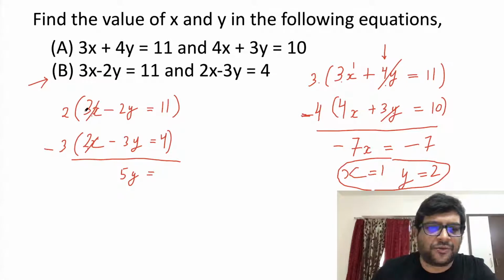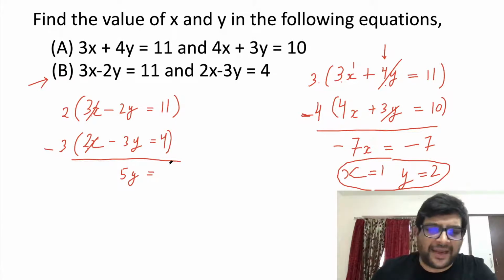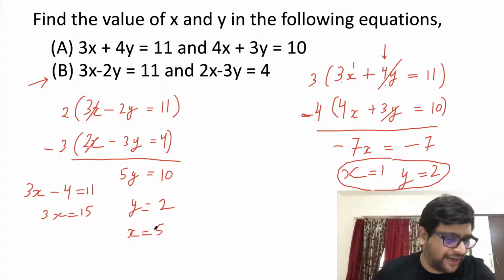And that is equal to 2 into 11, 22, minus 3 into 4 is 12. 22 minus 12 is 10, or I get the value of y as 2. Once I get the value of y as 2, the question becomes fairly simple. 3x minus 2y is 11, so 3x minus 4 is 11. So 3x is 15, or I get the value of x as 5, as what Shreya had pointed out.